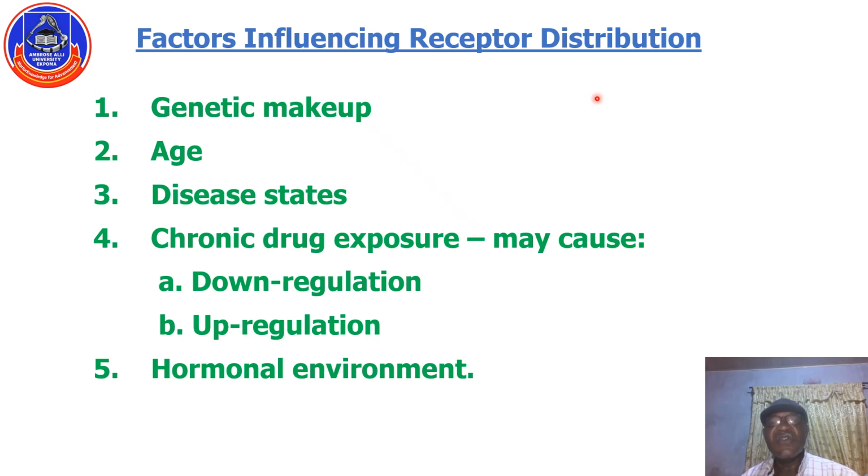Disease conditions such as heart failure and diabetes can alter receptor density and sensitivity. Chronic exposure can up or down regulate, by reducing number of receptors with prolonged agonist use. Now, down regulation specifically reduces receptor number, while up regulation increases the receptor numbers. So note that.